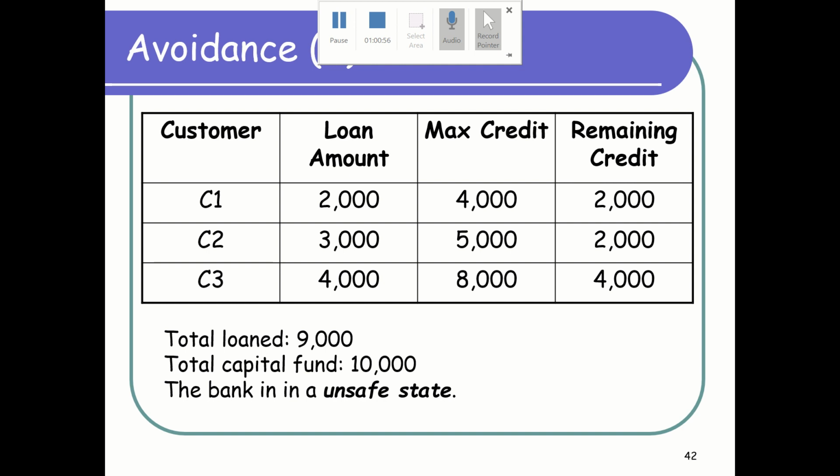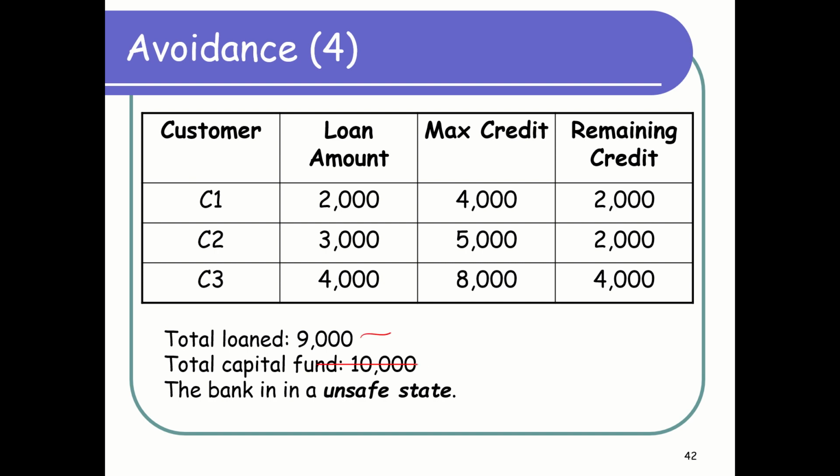A few weeks later, some loans have been repaid and more loans are made. The bank is in an unsafe state, because only 1,000 is left and the bank cannot satisfy anyone's maximum request. Now the total loans are 2,000, 3,000 and 4,000, so the total loan is 9,000. The total capital fund is 10,000, so the bank only has 1,000 left.